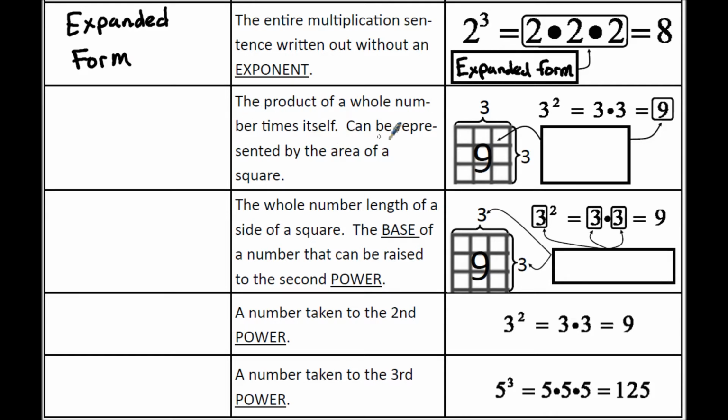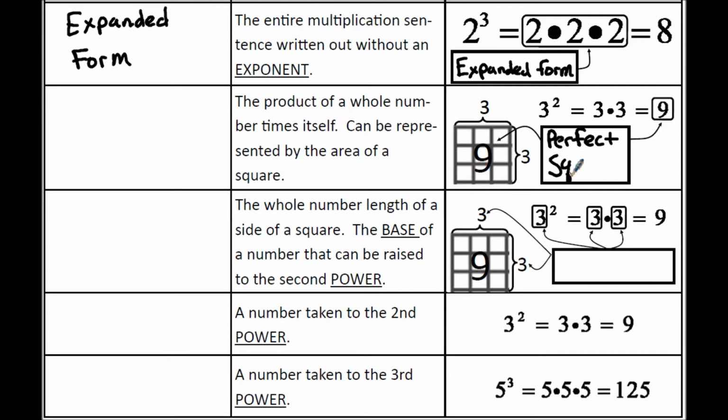A perfect square is the product of a whole number times itself. It can be represented by the area of a square. So here I have 9, and I have 3, 6, 9 boxes, so the area of this square is 9. If I take 3 and square it, or 3 times 3, to give me 9, this is an example of a perfect square.